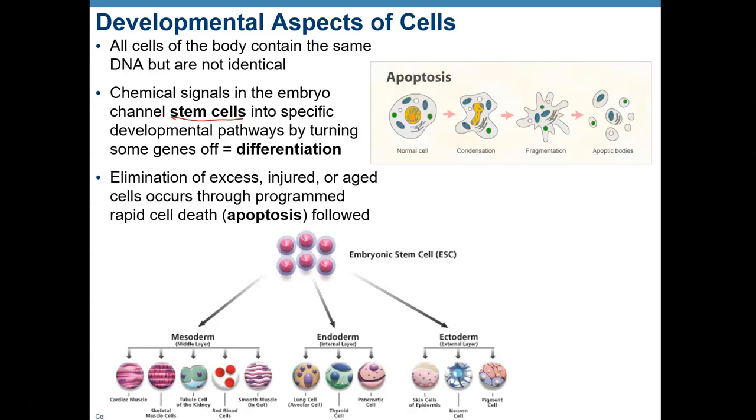And at the same time, we also have the elimination of cells that are not useful or have been damaged, or there's too many of them, or they're old. And so we do this through something called apoptosis or apoptosis, depending on how you want to pronounce it. And this is known as programmed cell death.